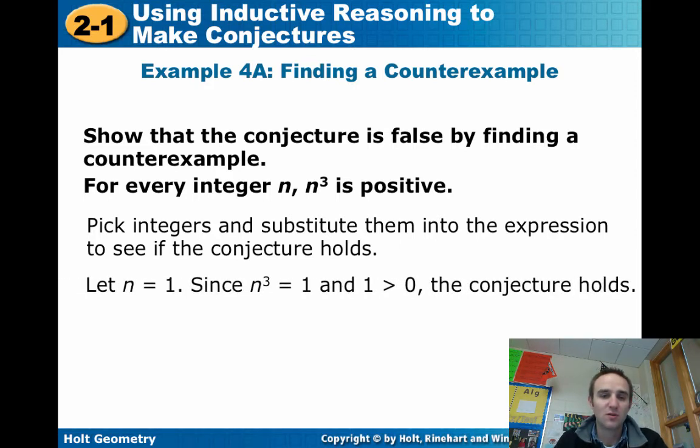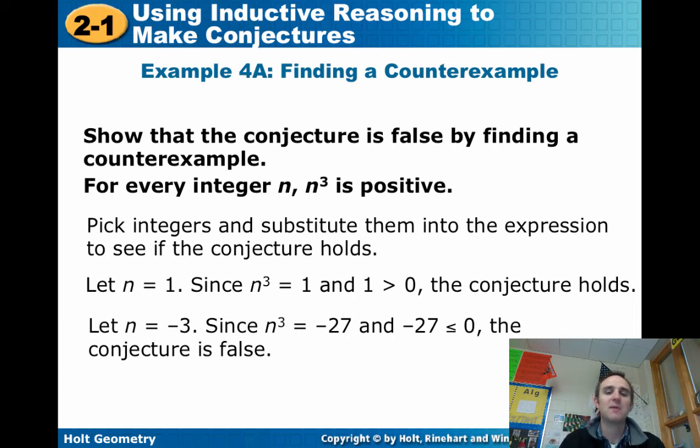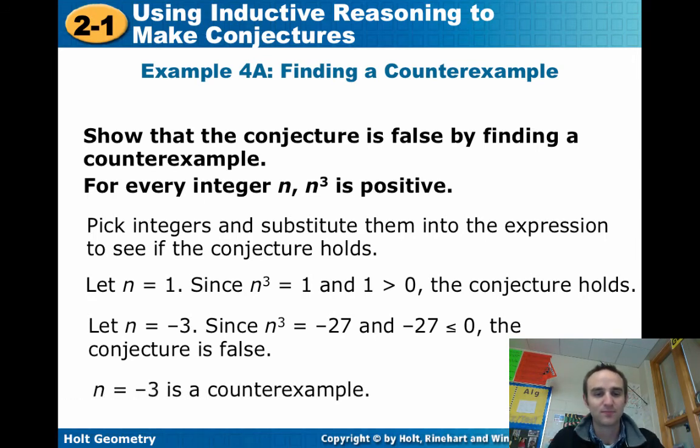And so 1 works. n to the third is 1, which is positive. So that works, so that can't be it. But if n is negative 3, that is still an integer, but negative 3 to the third power is negative 27. Well, that's not positive, so that makes our conjecture false. That is our counterexample, negative 3.